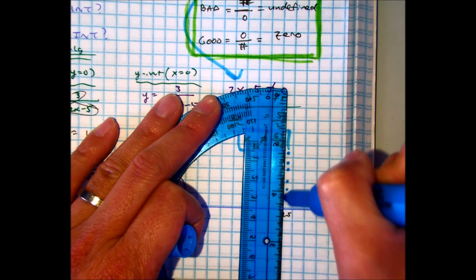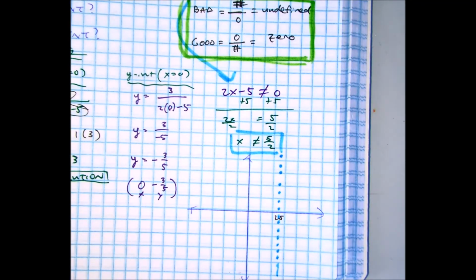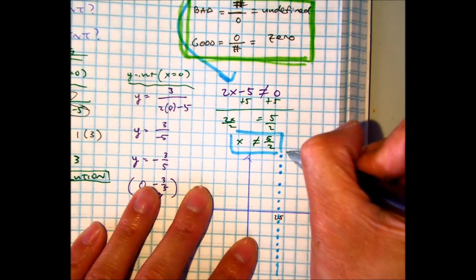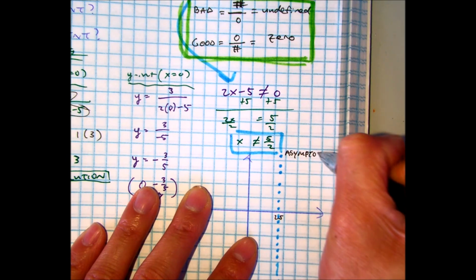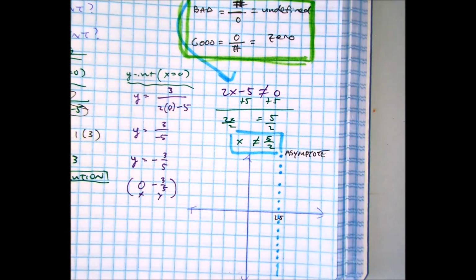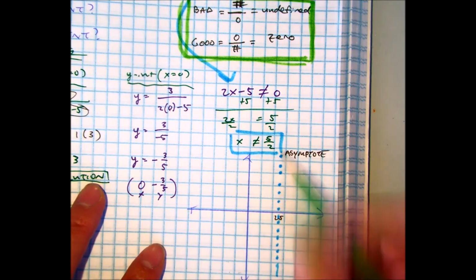Your calculator doesn't have that. You writing this down? If you need it. This is called an asymptote. Everyone say asymptote.